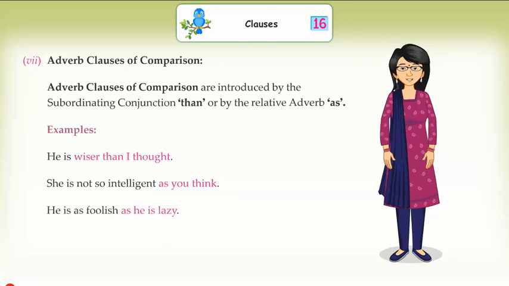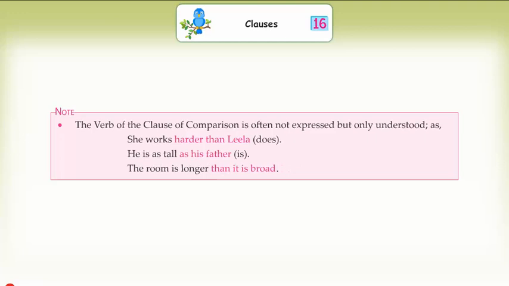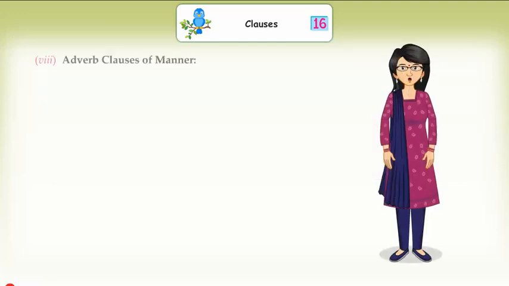He is as foolish as he is lazy. Note: The verb of the clause of comparison is often not expressed but only understood, as: She works harder than Leela does. He is as tall as his father is. The room is longer than it is broad.